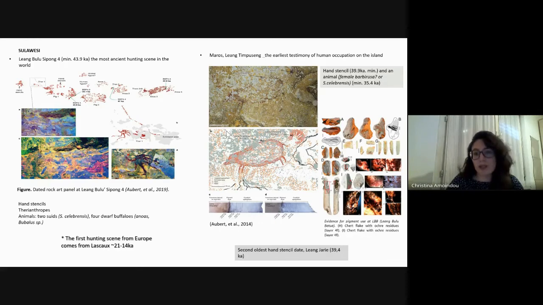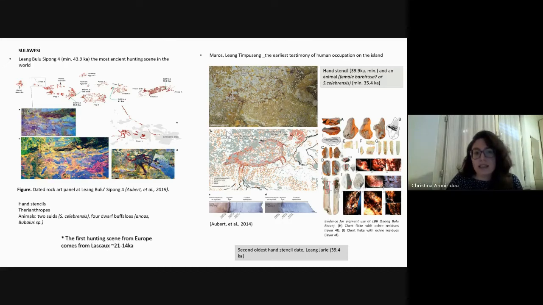I mean, we can identify more or less the species. The dates we extracted are also minimum dates, so it may be older than the around 44,000 years ago date. So that means that until lately, we knew that the first hunting scene was coming from Europe. Now we have a substantially earlier date.